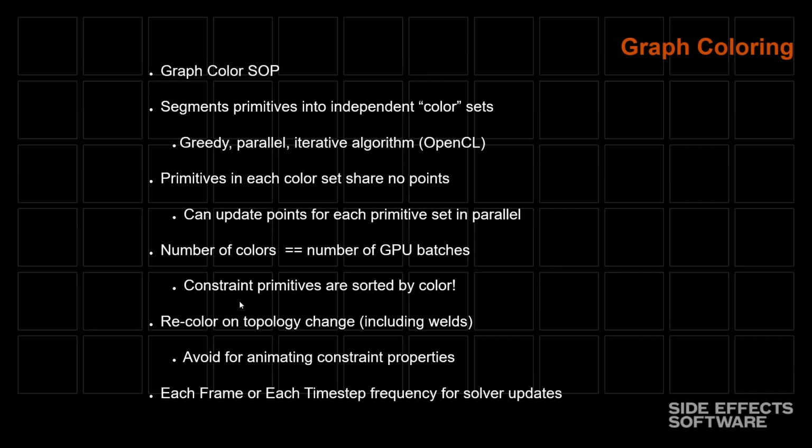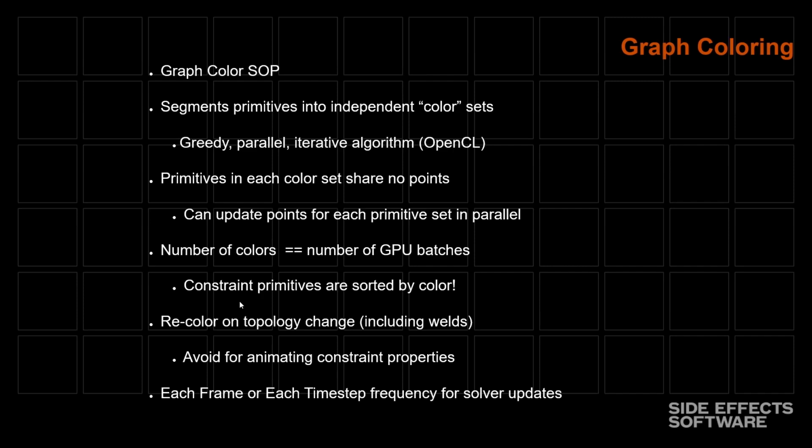So in particular, it means that we don't really want to be sending in entirely new sets of constraint primitives all the time into Vellum. If we want to change some aspect of a constraint, we're better off just changing that one attribute within the solver itself, rather than trying to import a whole bunch of new primitives every time step, because then it would have to be doing that recoloring, which can be expensive.